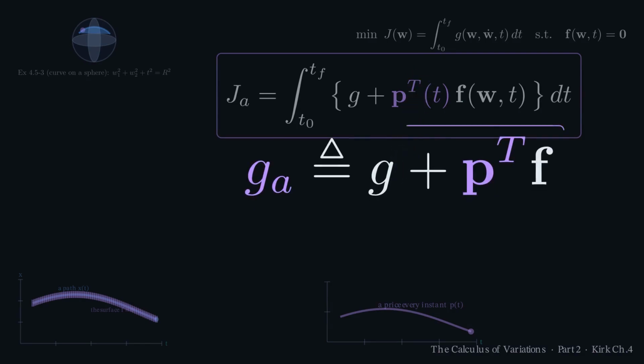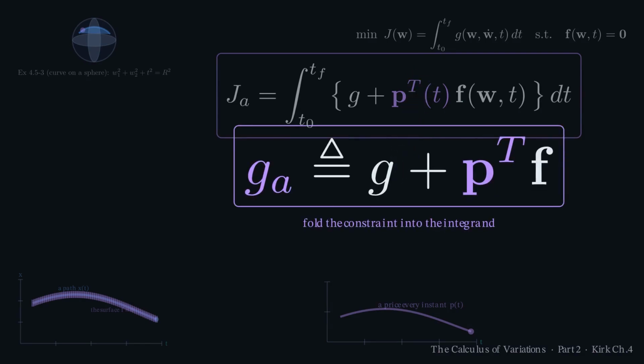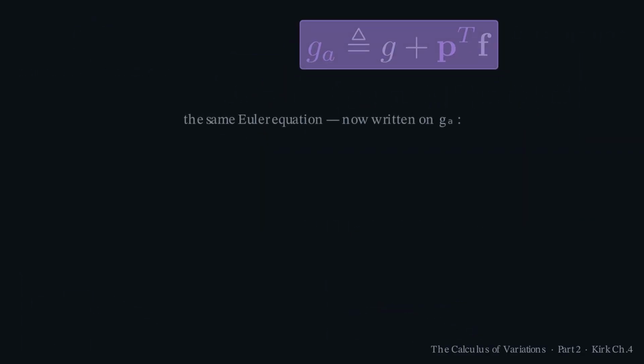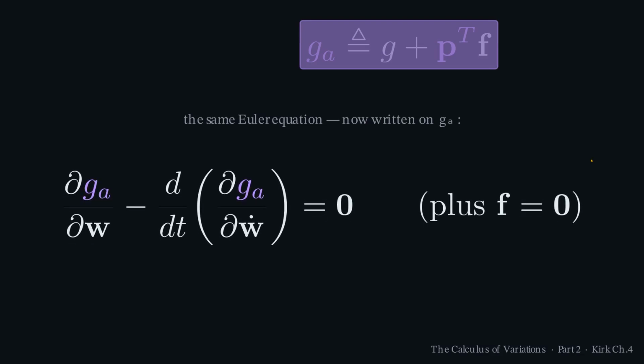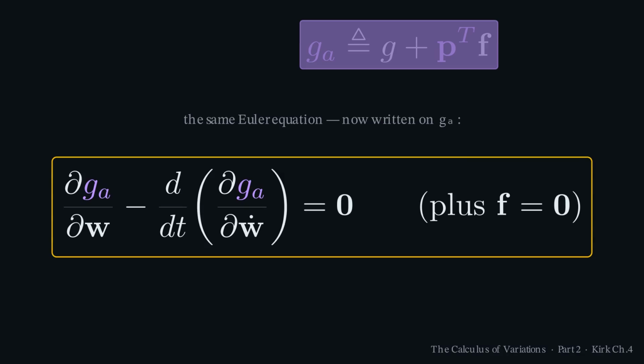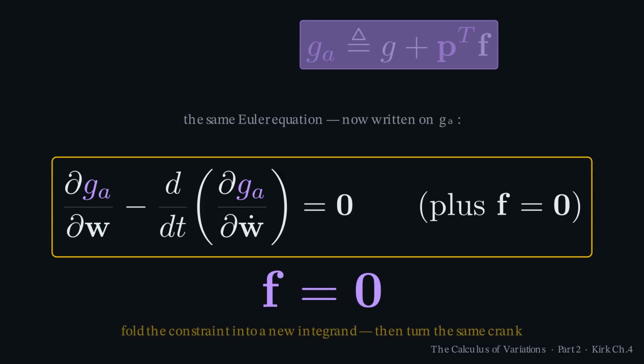Then the condition is beautifully familiar. It is just the Euler equation, written for g minus a instead of g. The partial of g minus a with respect to w minus the time derivative of the partial with respect to w dot equals 0, plus the constraint itself. You fold the constraint into a new integrand and turn the very same crank.